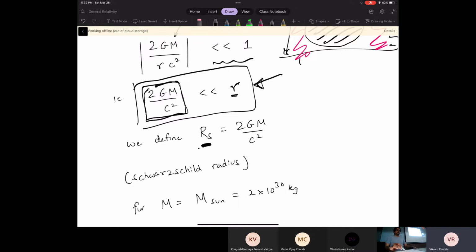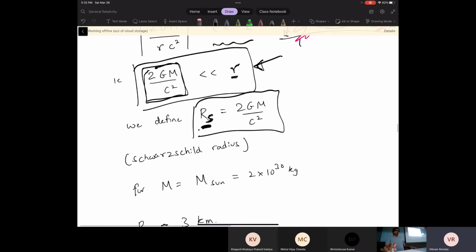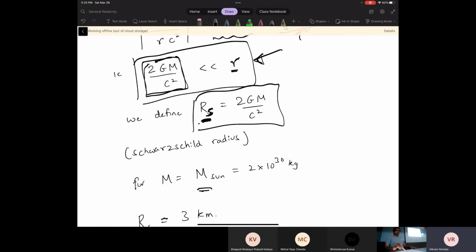It's called the Schwarzschild radius. Okay, so R_S is 2GM over c squared. Right now it doesn't have a physical meaning, but let's just say this is some constant which depends on mass. So if we take the mass to be the mass of the sun, which is 2 times 10 to the 30 kilograms, this distance turns out to be about 3 kilometers.